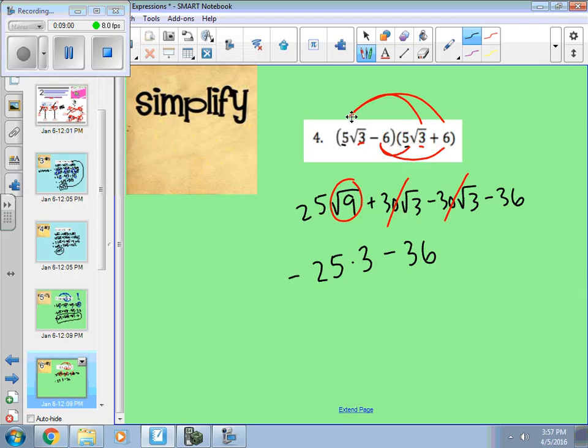Okay, now we want to keep simplifying. 25 times 3 is 75. And we can even combine these numbers together. All that stuff at the top actually simplifies all the way down to an answer of 39. Kind of crazy that those two terms would equal a whole number there, but they do. So that's how you multiply and simplify those types of problems.